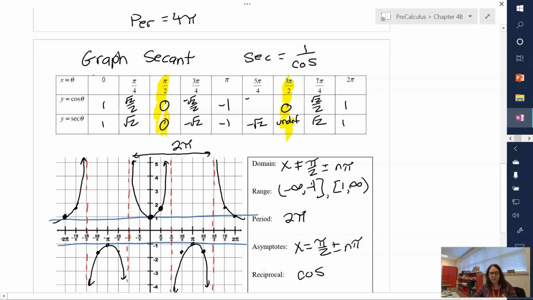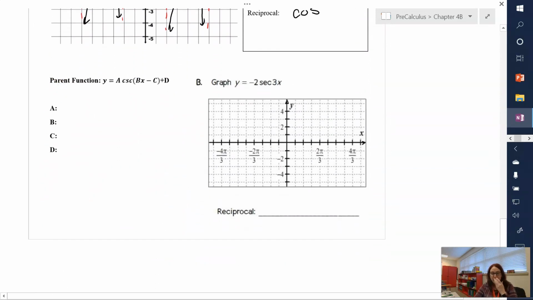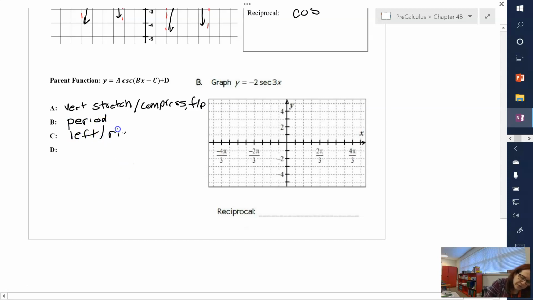So this is what our secant graph looks like. Looks just like the cosecant graph, but it's been shifted a little bit. Let's go ahead and graph this one. We're going to grab A, B, C, and D. And just like before, A is going to govern your vertical stretch, compress, or flip. B is going to govern the period. C is going to be your left or right shift. And D is going to be up, down.